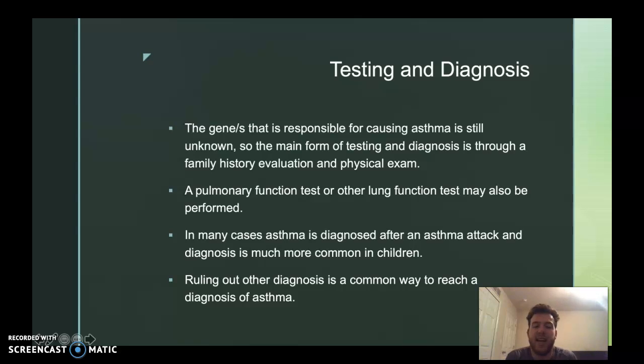The testing and diagnosis of asthma: the gene or genes responsible for causing asthma are still unknown, as stated earlier. So the main form of testing is a family history evaluation and a physical exam. As stated earlier, it's very common to have a family history of asthma and then be diagnosed with asthma. So when they look at a person's family history and see asthma, they're going to know the person is at a higher risk of having asthma.